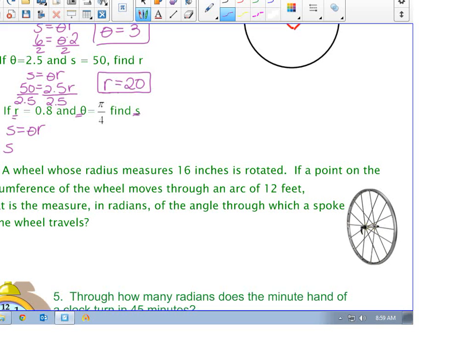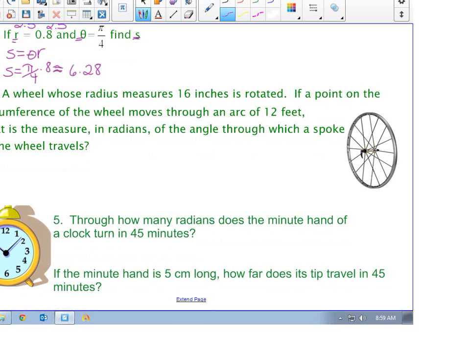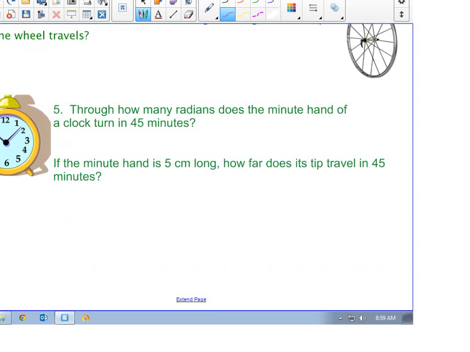Find S if theta is pi over 4 and R is 0.8. So we'll find an approximation for this. Pi times 8 divided by 4, or pi times 2. And that's approximately, rounding it, 6.28. All right. Last two questions are word problems.